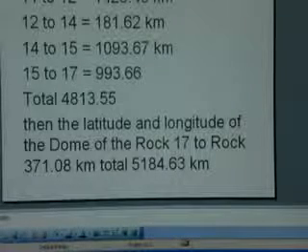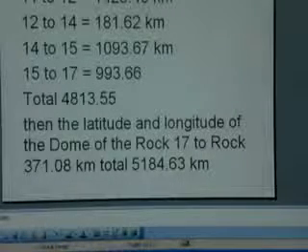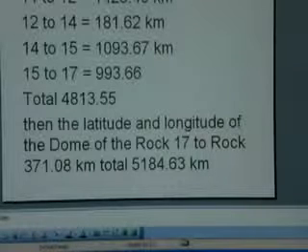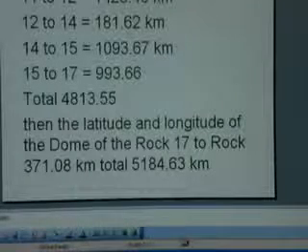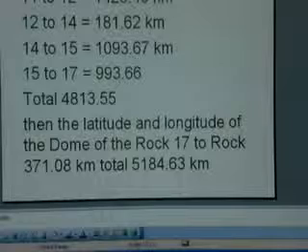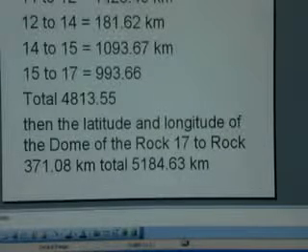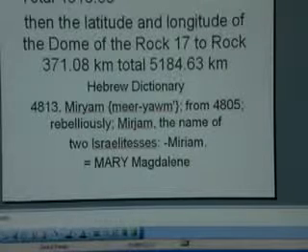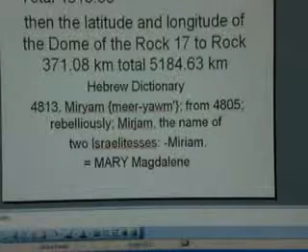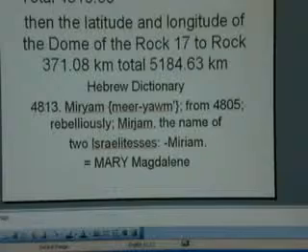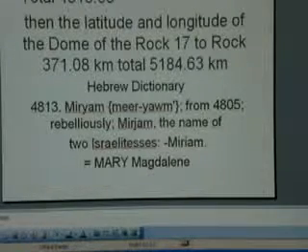Then we add the latitude and longitude of the dome of the rock, and the distance from Apollo 17 is 371.08 to total 518463. So the total number 4813 is Mary.